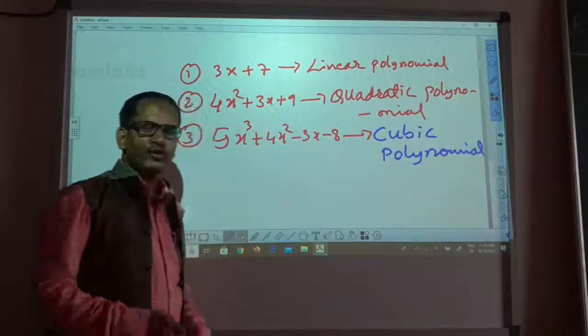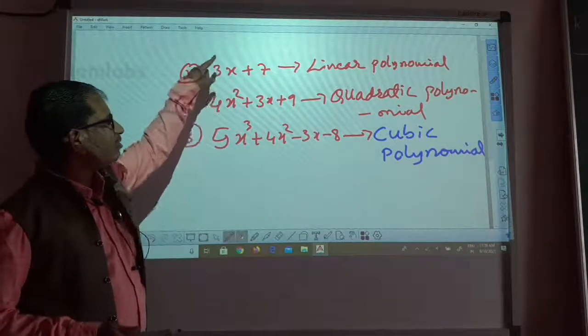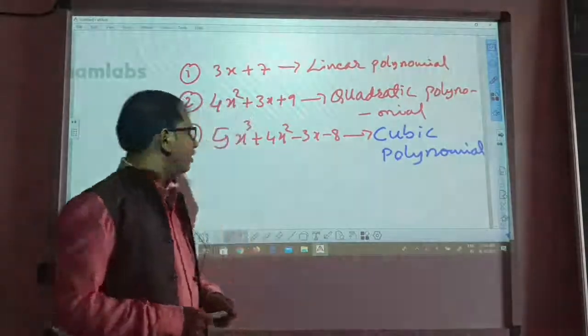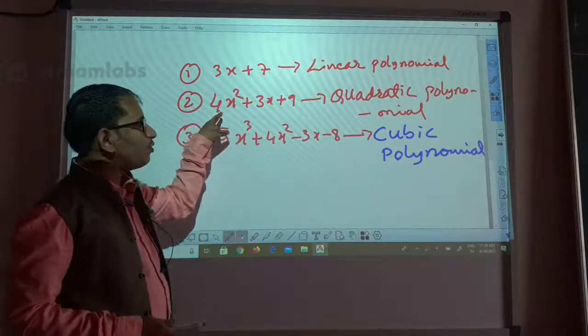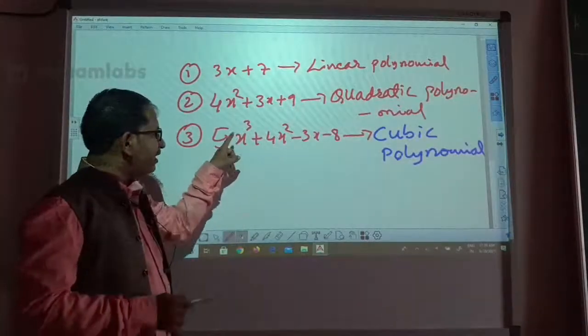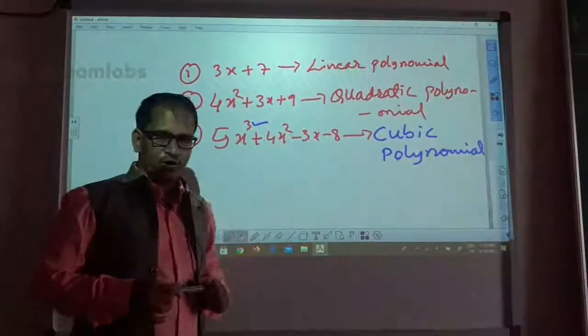Once again I am going to repeat this. 3x plus 7: here the power is only 1, the highest power is 1, so that is a linear polynomial. Here the highest power is 2, that is a quadratic polynomial. Here the highest power is 3, so this is called a cubic polynomial.